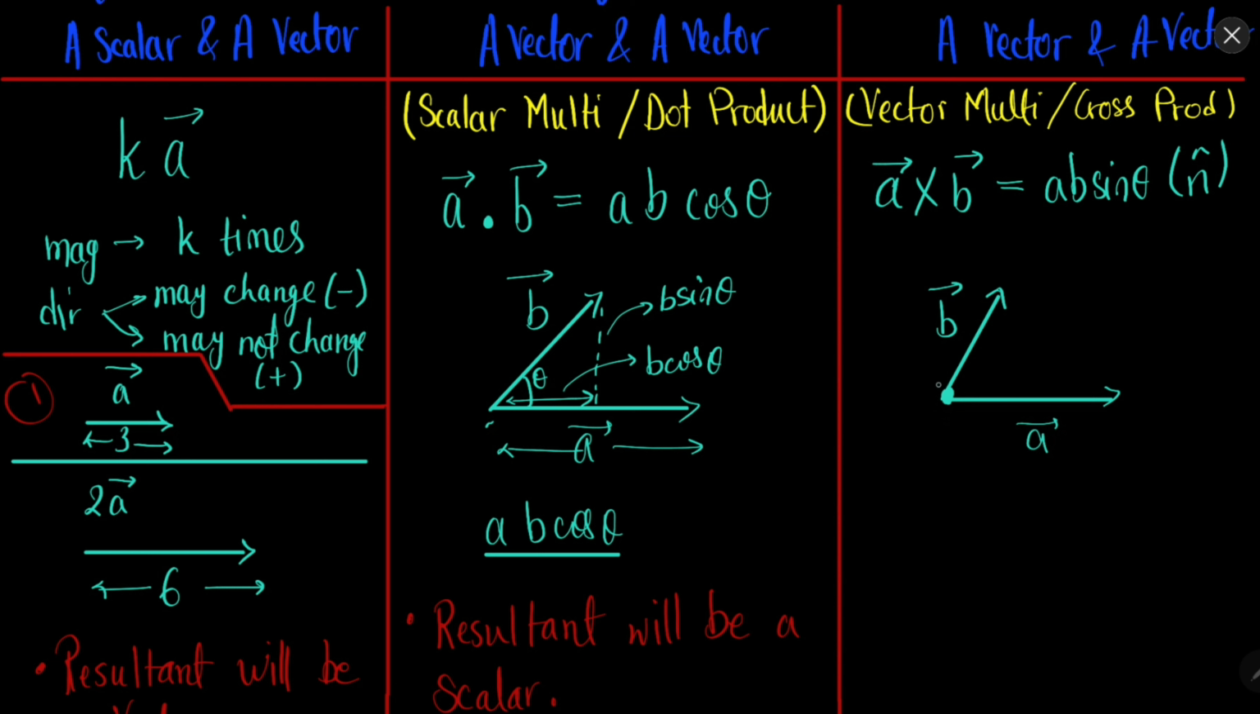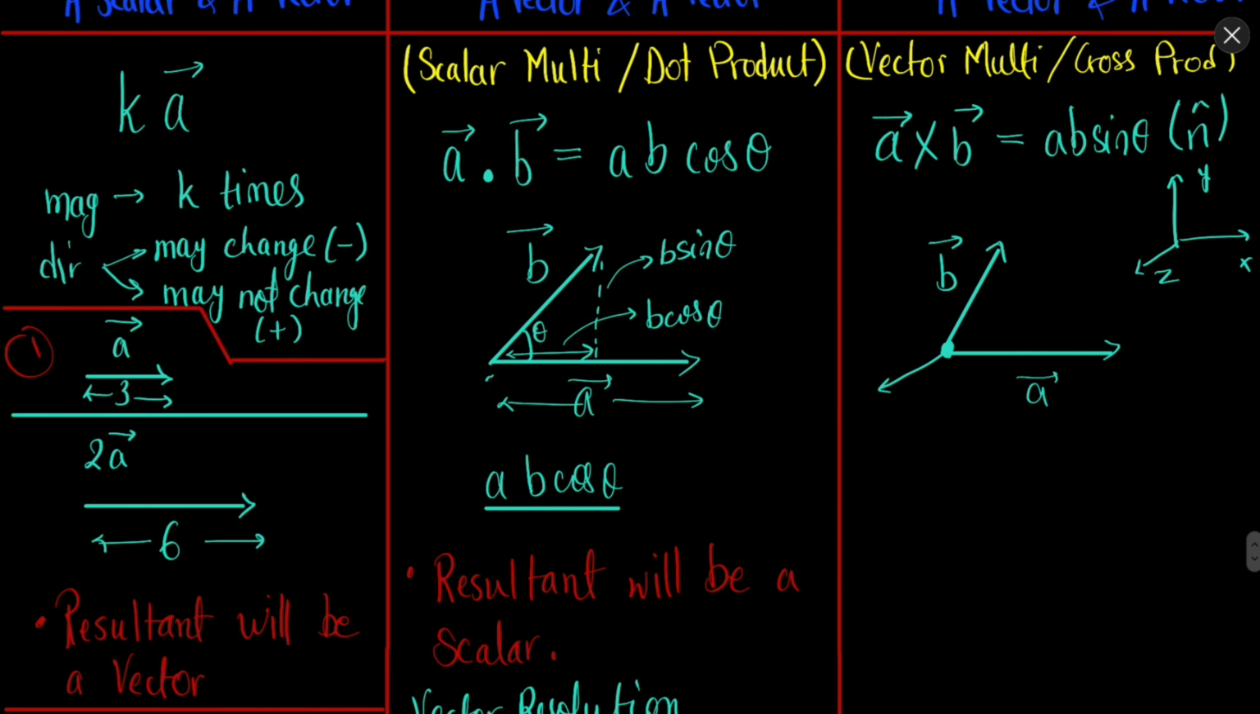Let me draw it like this. Let's say this is x, this is y, and this is z. This vector will be perpendicular to both vectors a and b. So by using vector multiplication we find a vector which is perpendicular to both the given vectors. It is given by ab sin theta, and the resultant here is a vector quantity. So we get a resultant which is a vector quantity itself.